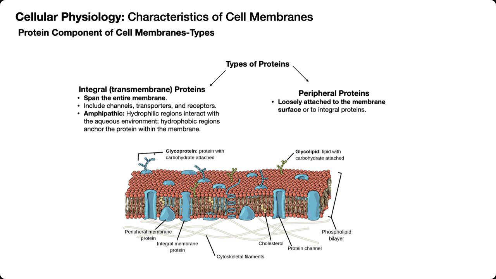The whole function of these transmembrane proteins is that they can act as channels or transporters that help move ions or substances from one side of the cell membrane to the other. Okay, they can serve as receptors that allow cells to respond to some external signals or stimuli, things like hormones or neurotransmitters.